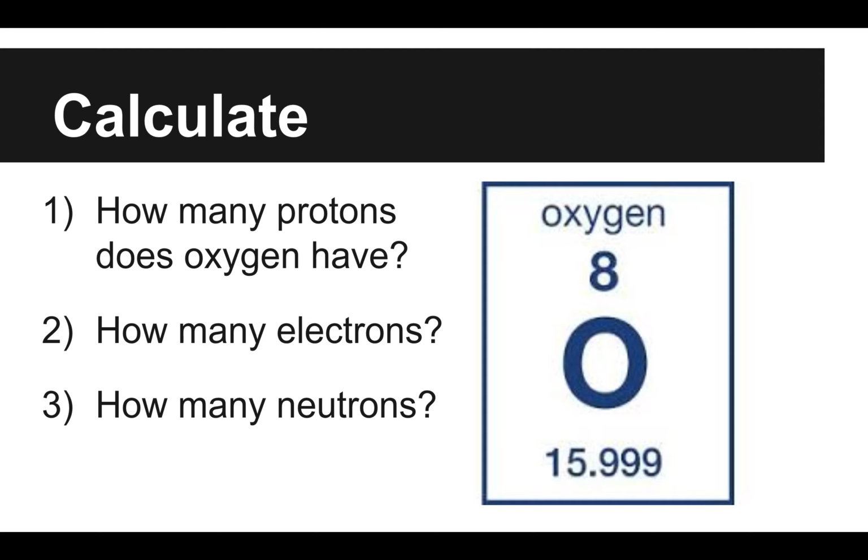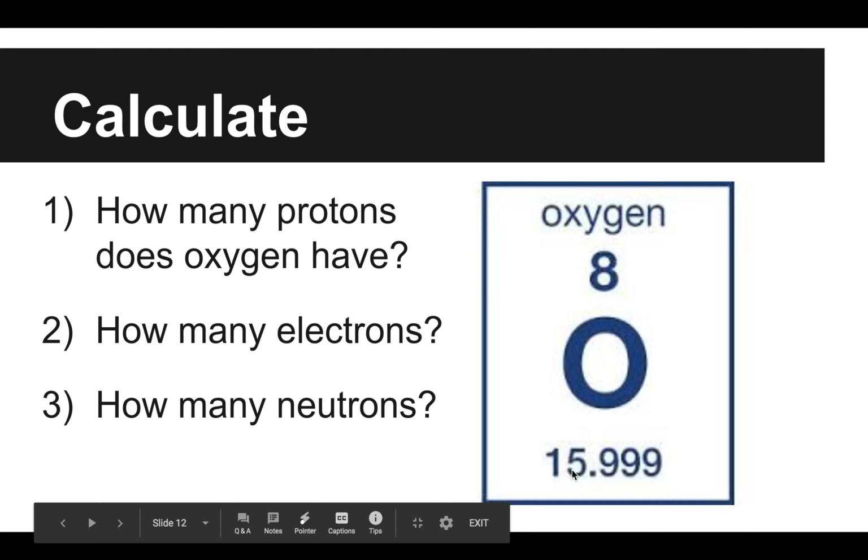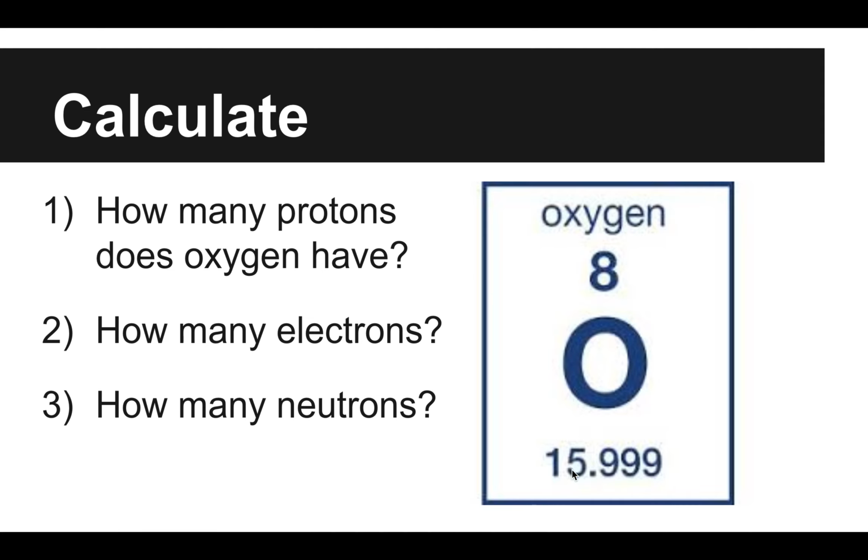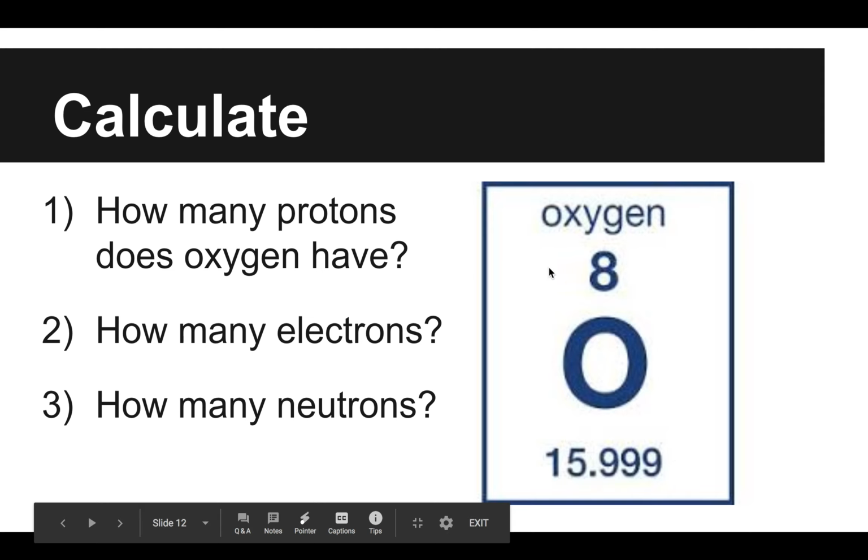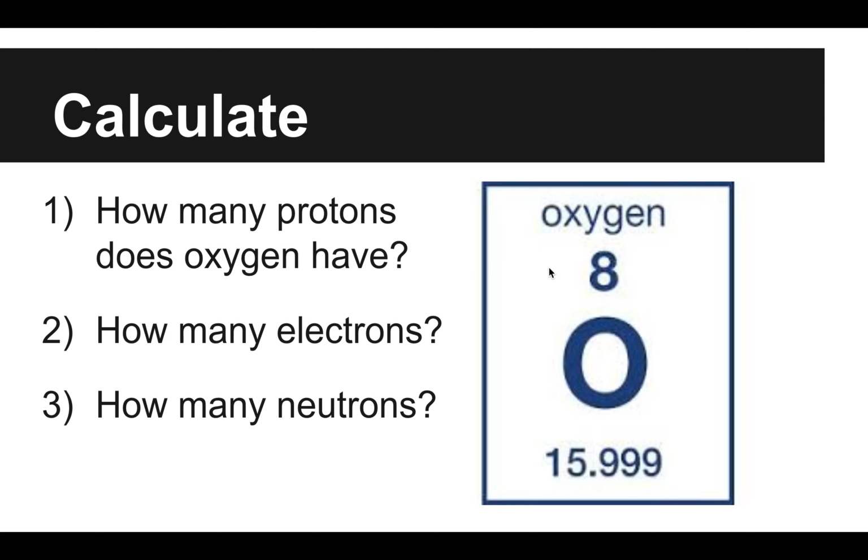Well, we are not really sure. So we have to take our atomic mass. Our atomic mass here, right, we're rounding it to 16. We want it to the whole number. So atomic mass minus our atomic number, 16 minus 8, gives us 8 neutrons. Questions? If you have a question, write it down, please. We will do it in class.